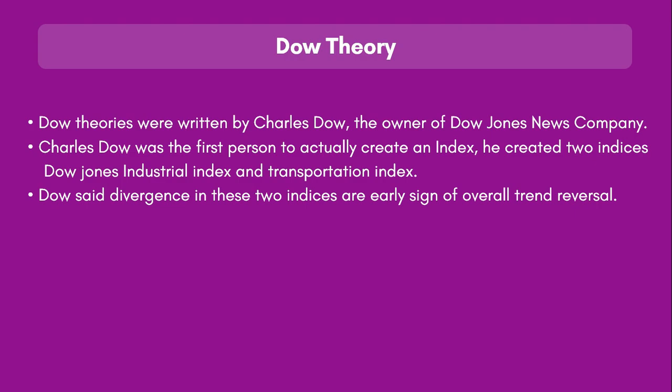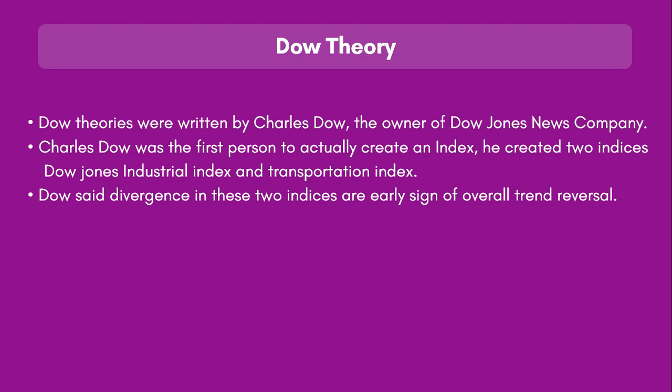That means the transportation index will also get hampered. That means during a recession, the industrial index and the transportation index will both go down. However, there are cases when the industrial index is going up and the transportation index is going down. That means more goods are being produced but they are supplied less.